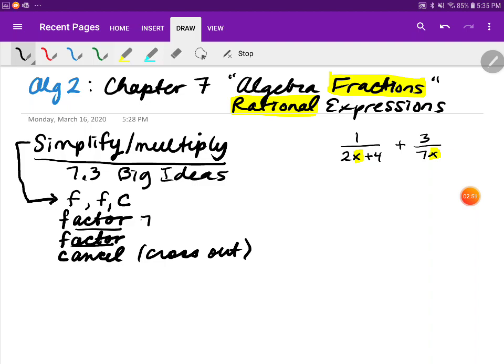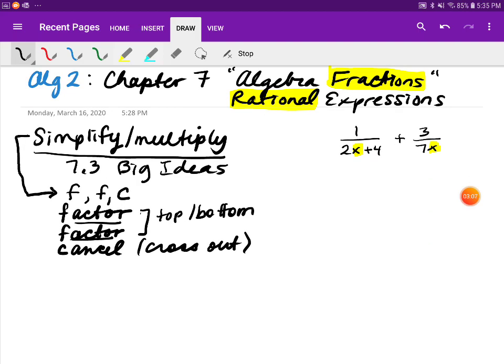These two factors are basically, we're going to factor the top and we're going to factor the bottom. Later on, you're going to see a longer list in adding and subtracting algebra fractions, or rational expressions. When we do that, we need 6 steps, and some of the steps are going to include FFC. So that's why we're just going to get started here with this. Let me show you how it works.